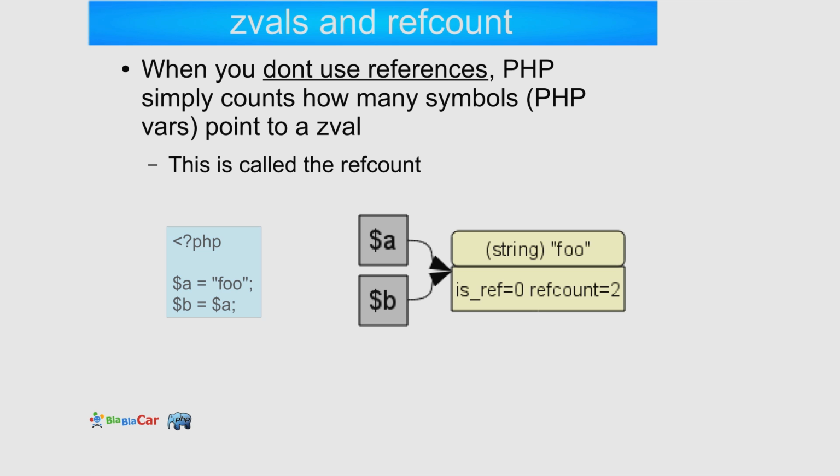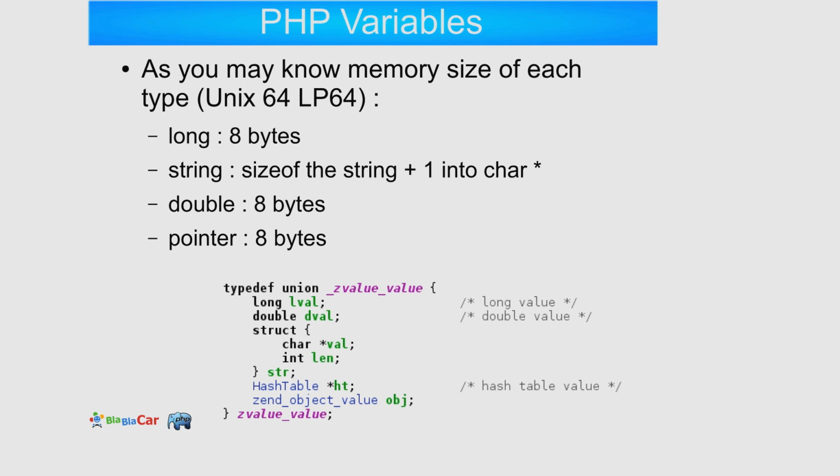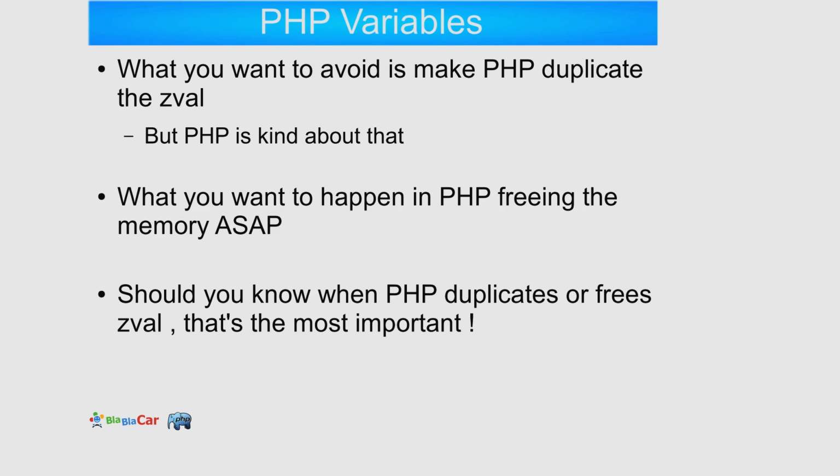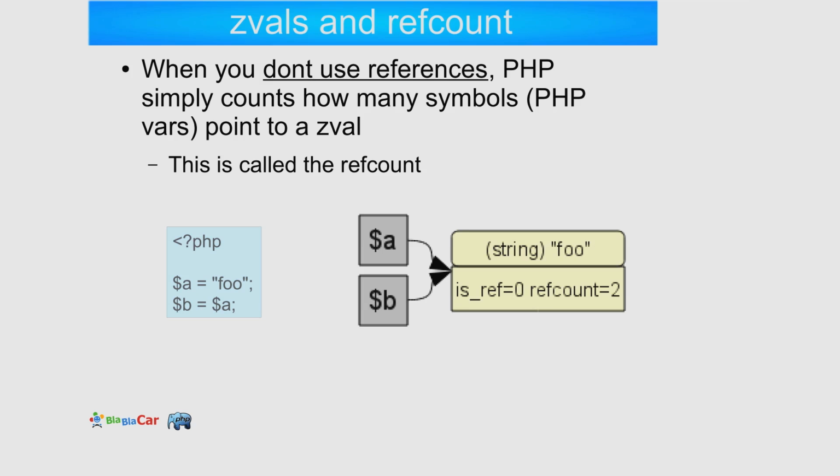It uses something called refcount. You should have heard about this before, refcount. If I go back just a few slides, this is in the zval. Refcount and is_ref, which means has it been assigned by reference or not. Don't use references. This is how I show you. It's very, very bad. So what you want is PHP to free your memory as soon as possible, and PHP not to duplicate your memory. Okay, so you have to understand how variables work.